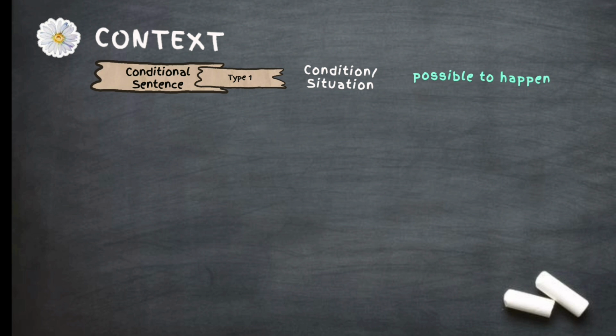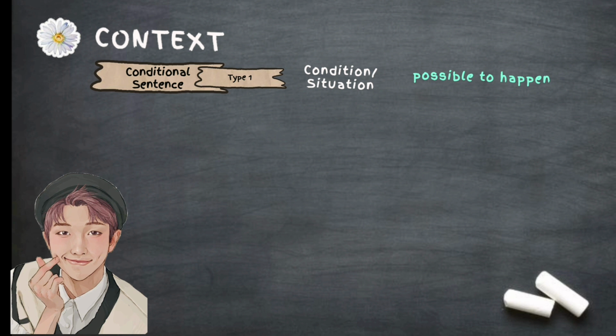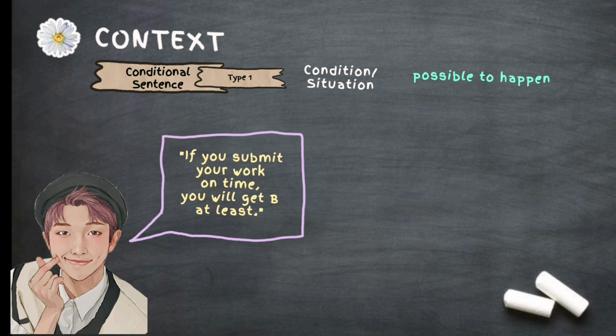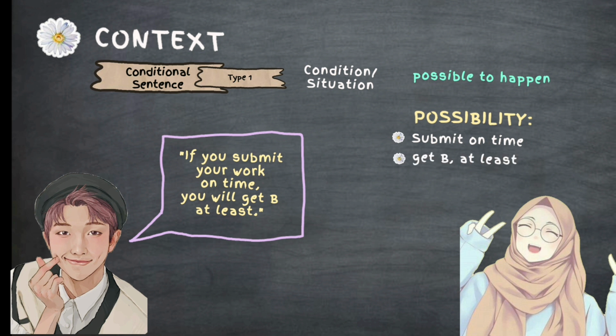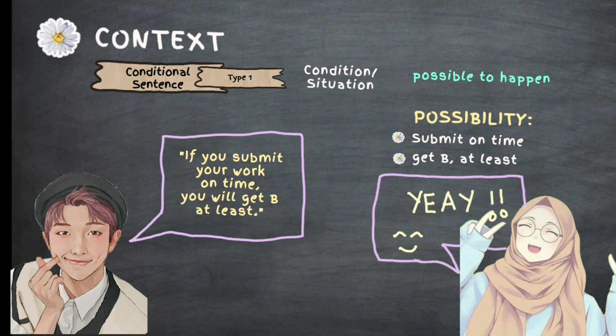Okay, so here is the context. You are talking with your teacher, and then your teacher says, "If you submit your work on time, you will get B at least." It is still possible for you to submit your work on time, and it is still possible for you to get B at least for your score if later on you submit the assignment on time.